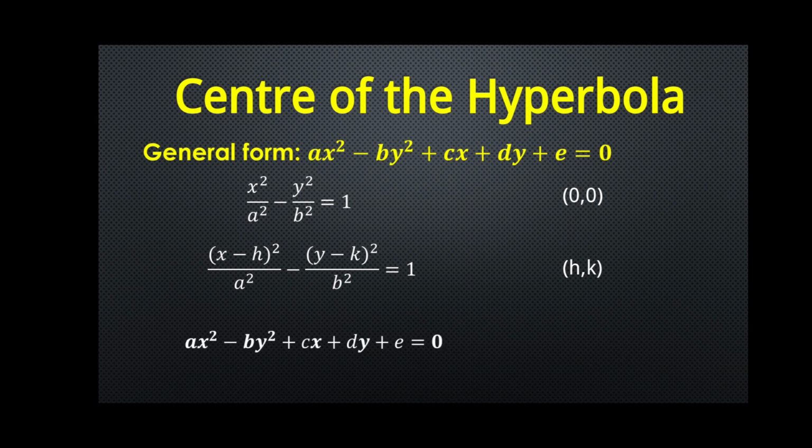We don't have a direct formula to find the center when the general form is ax square minus by square plus cx plus dy plus e equal to 0. So, I am going to tell you a shortcut for this type of problem.